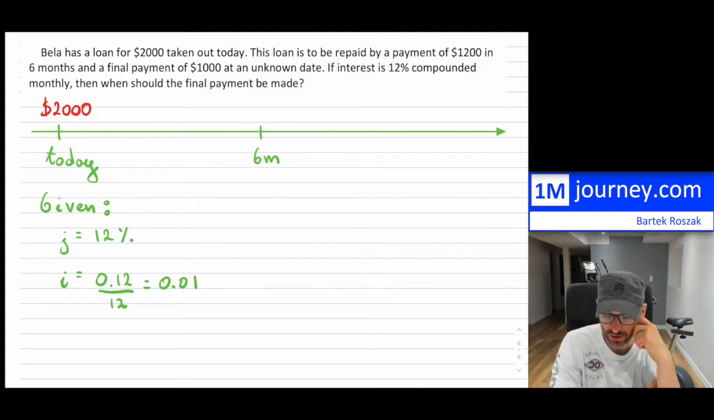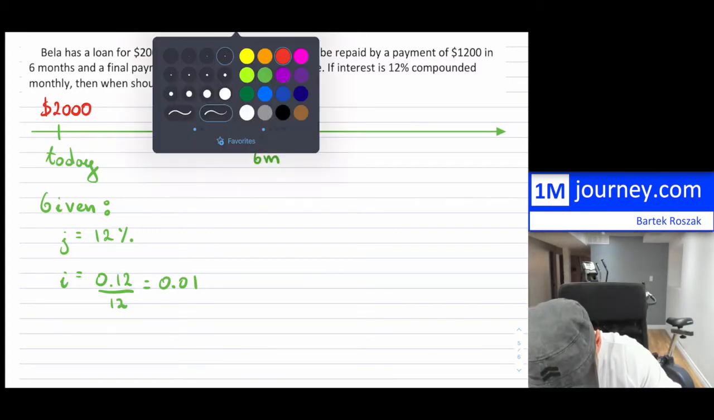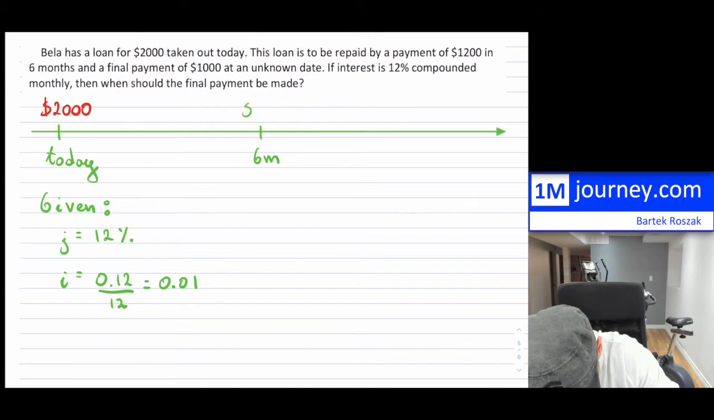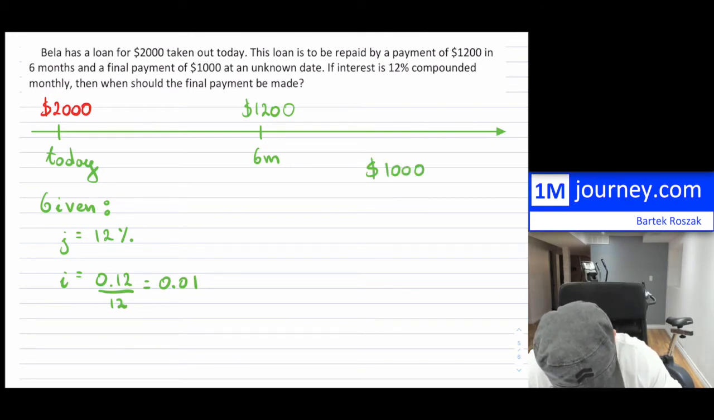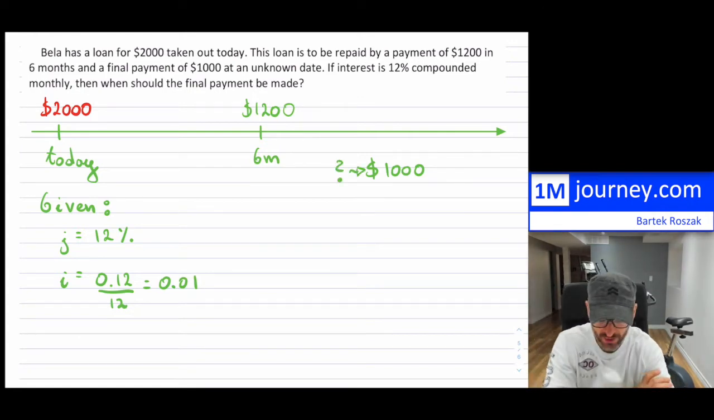Now that particular loan is supposed to be repaid by a payment of $1,200 in 6 months, and then a final payment of $1,000 at an unknown date. So we don't know what the date is of that $1,000 second payment. What we do know is that this one is going to be right there. But the other one, we have no idea when the $1,000 is supposed to be. And that's what we're going to be trying to find.